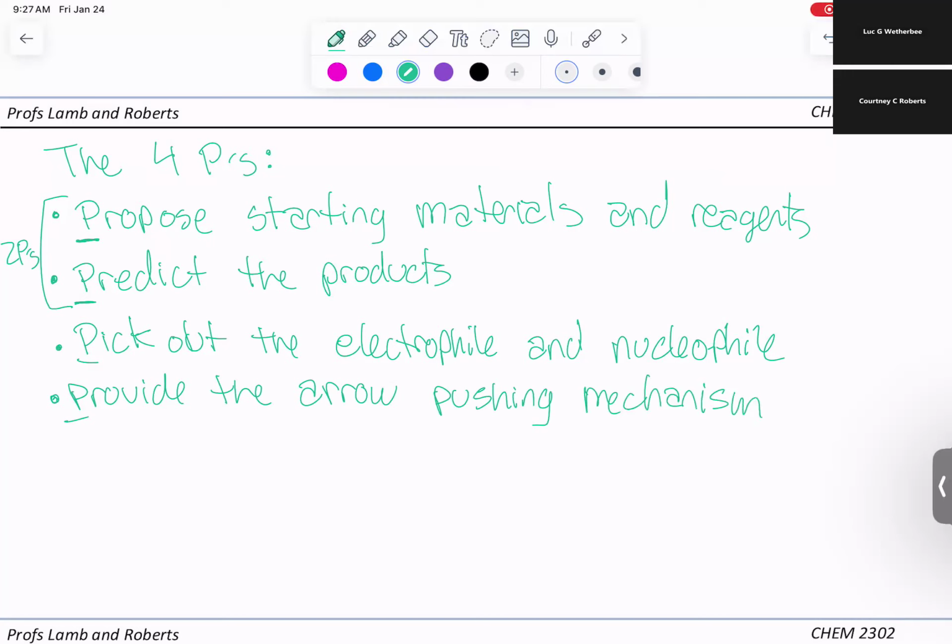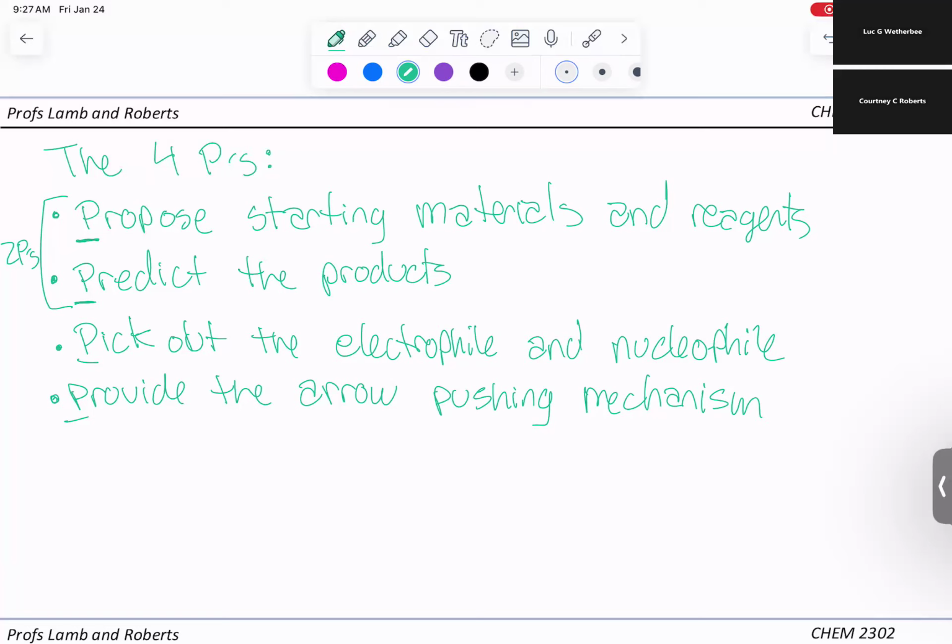And for most reactions, the first one we're going to learn is something called electrophilic aromatic substitution. And we're going to first learn on a nitro group. So your learning objective is going to be the 4 Ps of the electrophilic aromatic substitution of benzene to form nitrobenzene, right? Very discrete and specific, or concrete and specific, language there, what we want you to do. And we want you to propose the starting materials, predict the products, pick out the electrophile and nucleophile, and then get going on providing the arrow pushing mechanism.